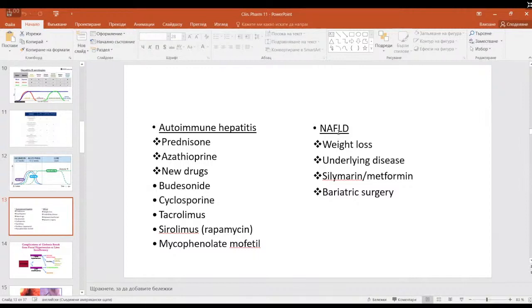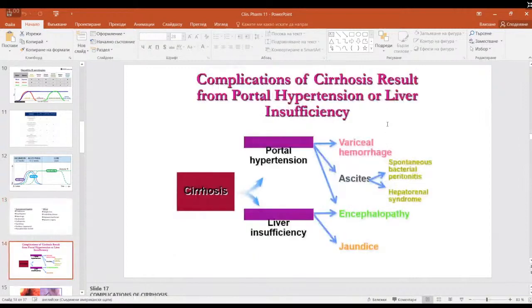In non-alcoholic fatty liver disease, usually patients are with metabolic syndrome, they're overweight, and one of the first things that they need to do is to lose weight. Also, metformin should be used if they have metabolic syndrome. Bariatric surgery is also an option if they're too much overweight.